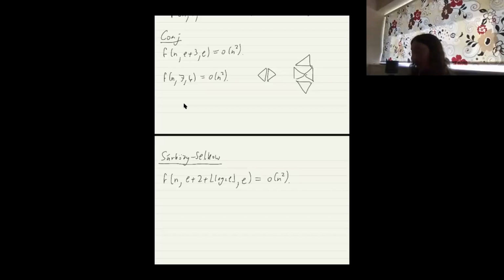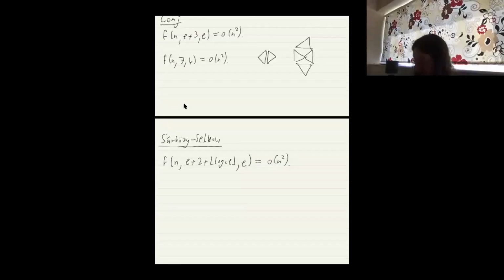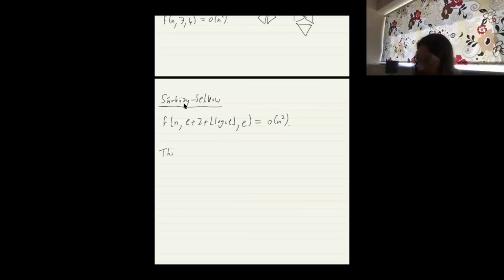So one of the results that I wanted to mention, and I won't say too much about it, is a theorem by myself, Lior Gishboliner, Yevgeny Levanzov, and Asaf Shapira, improving this. So saying that actually f_n(e + c log e / log log e, e) is equal to little o of n squared.